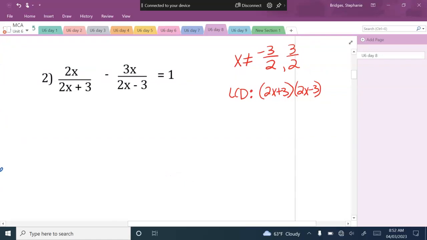So first step was to factor the denominators, which we could not do. Second step was state my restrictions, which we got -3/2 and +3/2. Third step is to get your LCD, which we got 2x plus 3 and 2x minus 3. The next step is to multiply everything in your equation by your LCD. I like to write it next to it so that I can actually see what cancels when I do it.